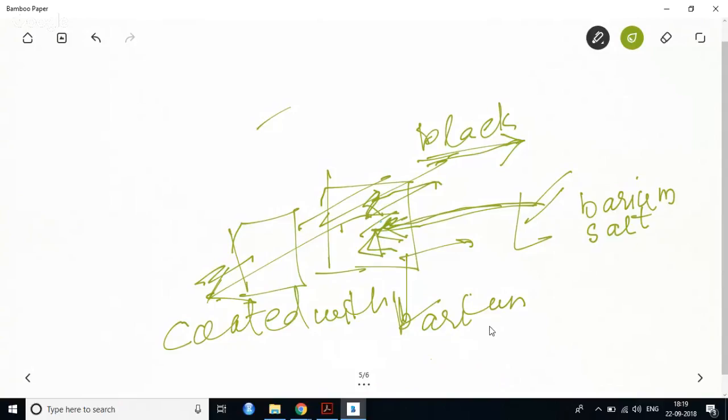I'm not making a diagram for this. Try to understand: the diagram is already there in your Pearson book. That's why I told you to keep it with you. I hope all of you have it.